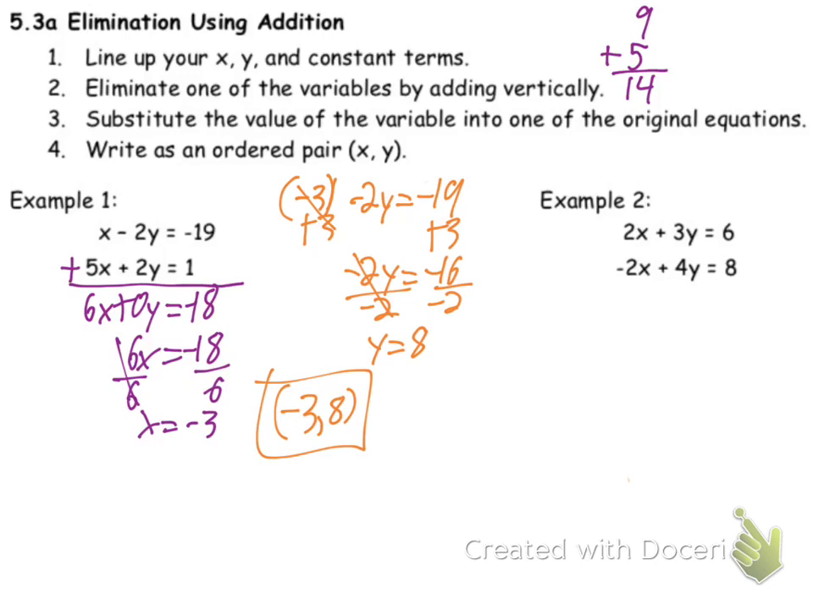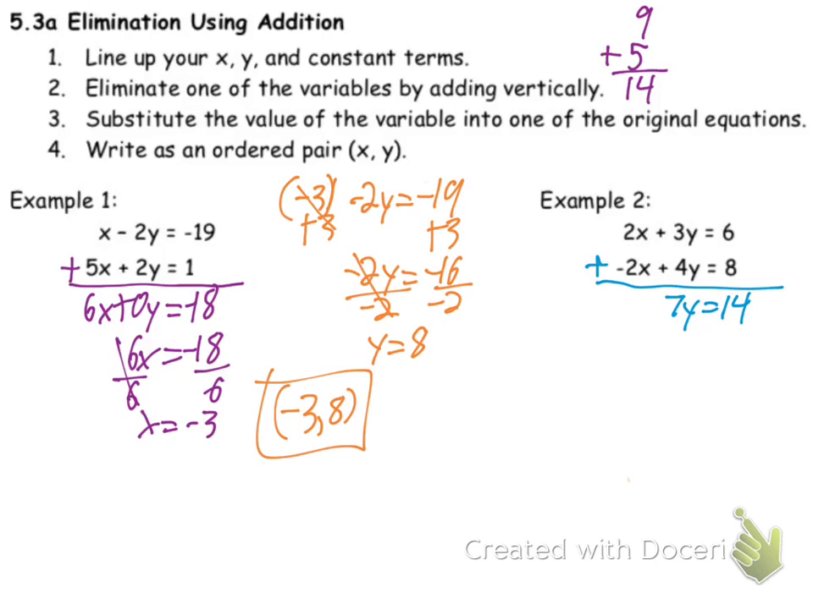Okay. Example 2 here. They're lined up. So now we say we need to add vertically. So I put that plus sign in. I put the underline there. Can anybody tell me what my new equation is going to be? Jacob. 0x plus 7y equals 14. Do I even need that 0x then? No, we said we didn't need it. So we can even just write 7y equals 14, because we don't need that 0x. Thank you, Jacob. Great work.